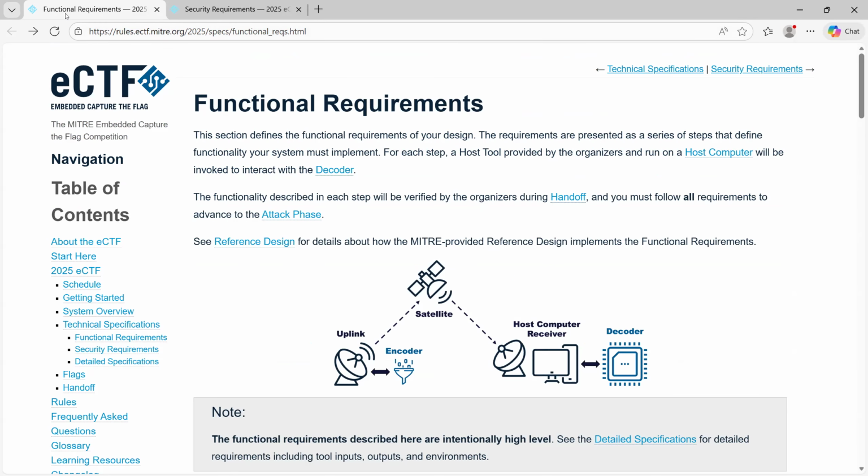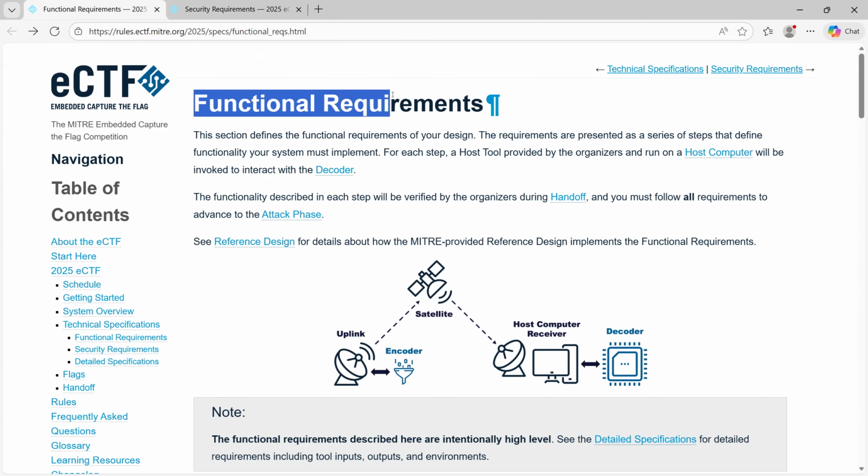One last thing to mention about this. When we submit our design to MITRE, they are going to test it to make sure that it functions correctly, meaning that the features and all the functional requirements are met. If there are any bugs and the features don't work properly, they won't count as a submission. We'll have to resubmit. So functional requirements have to be met.